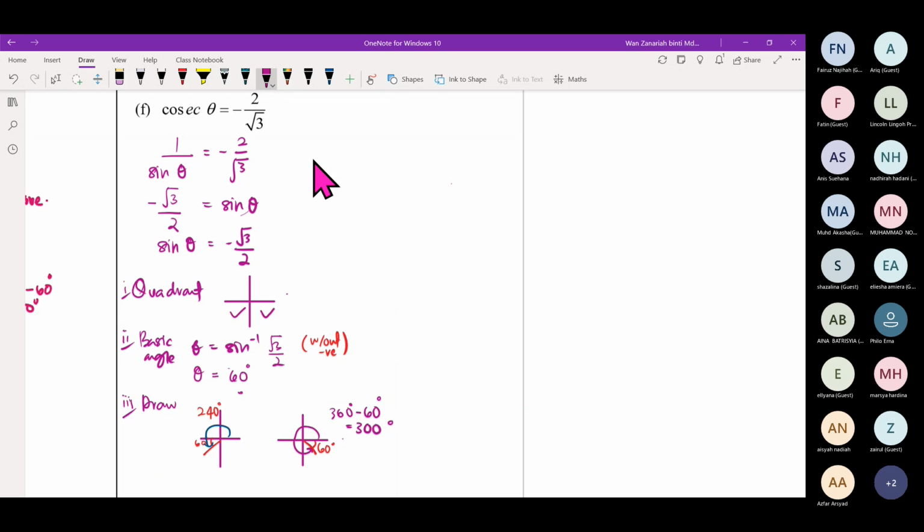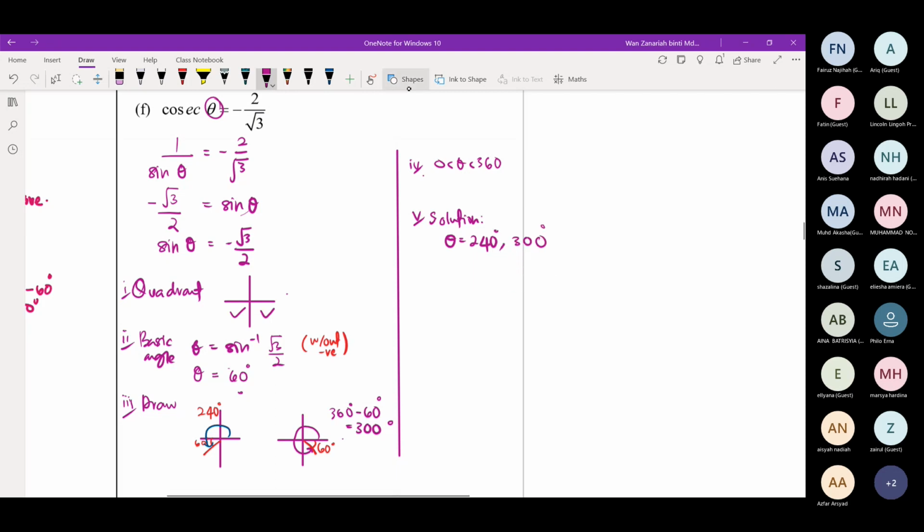Okay, next step? Interval. The interval is no problem. Theta is between 0 until 360, since your question only involves theta, not 2 theta and so on. Okay, next, lastly your solution. The answer is theta is 240 and 300.